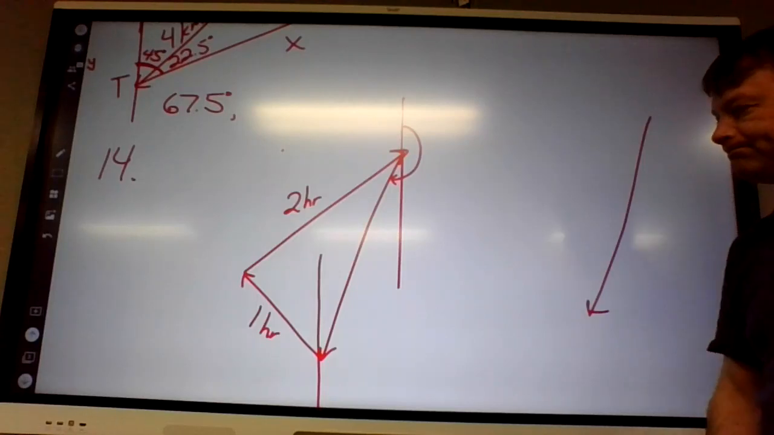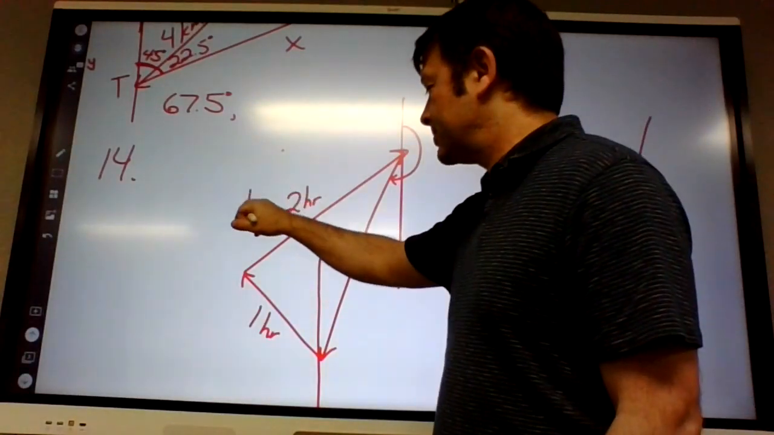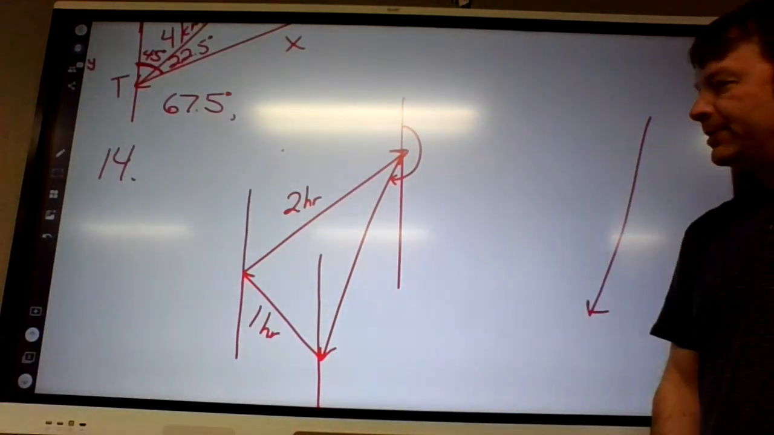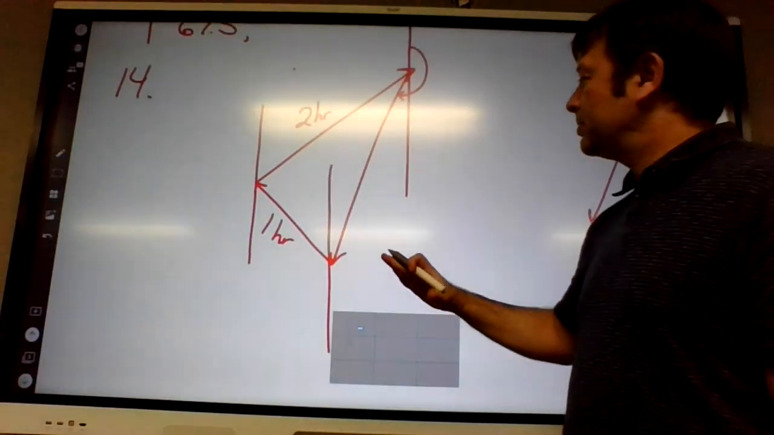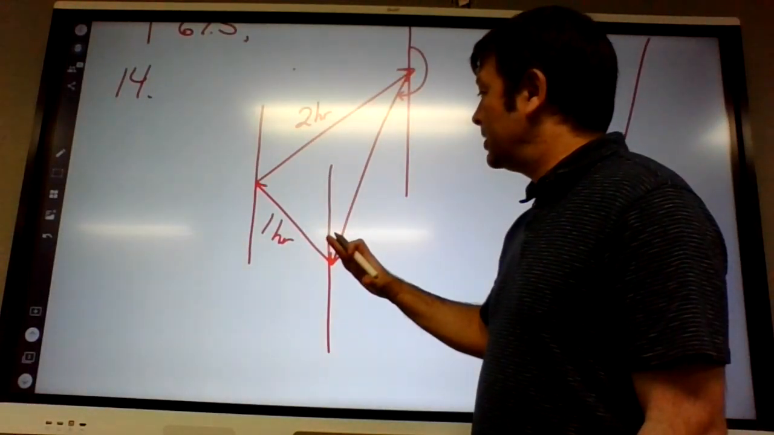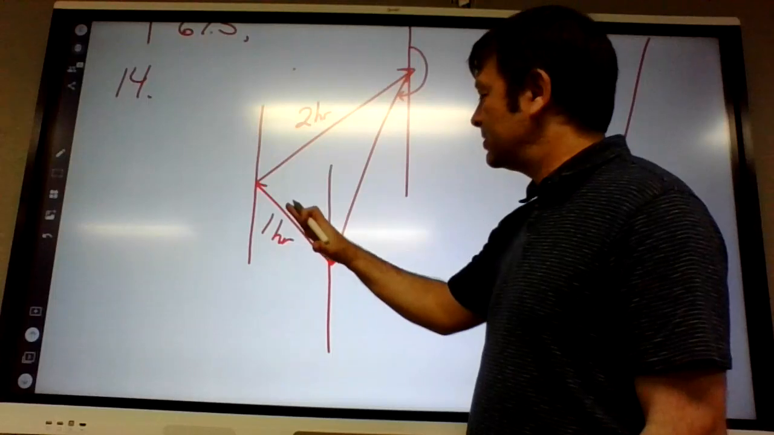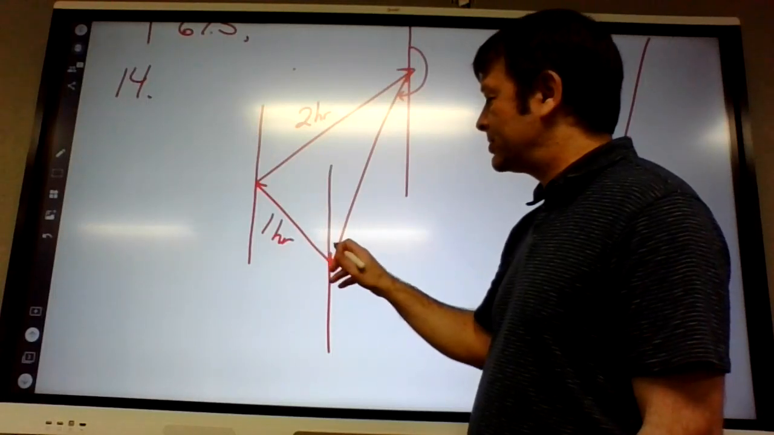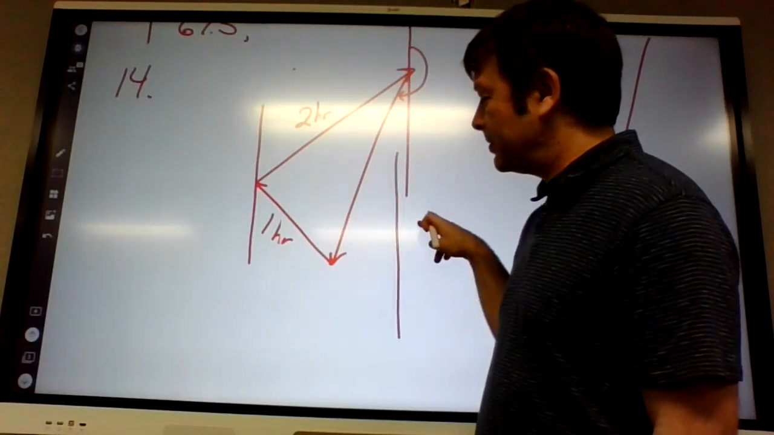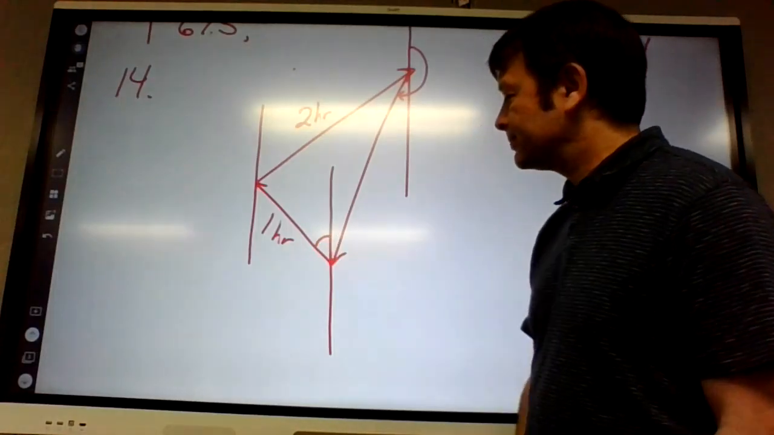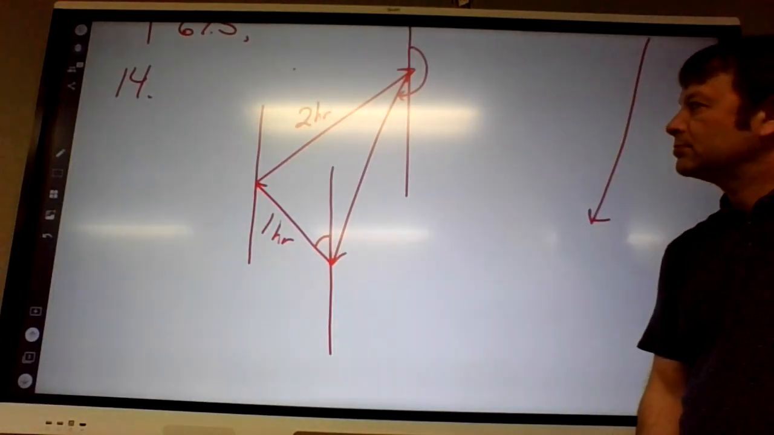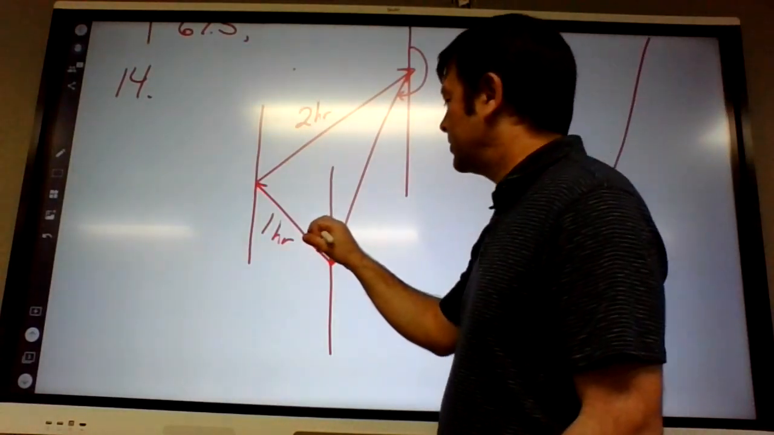I guess I'll draw another north-south line, just kind of at all the important points. I think that might be helpful. So, this is directly northwest. So this is a north-south line right here that I threw in there. So what would this angle be right there? 45.